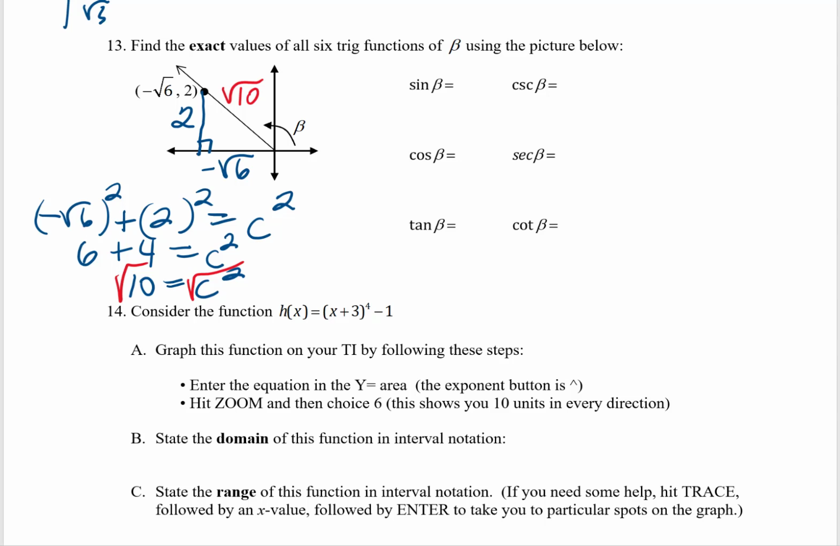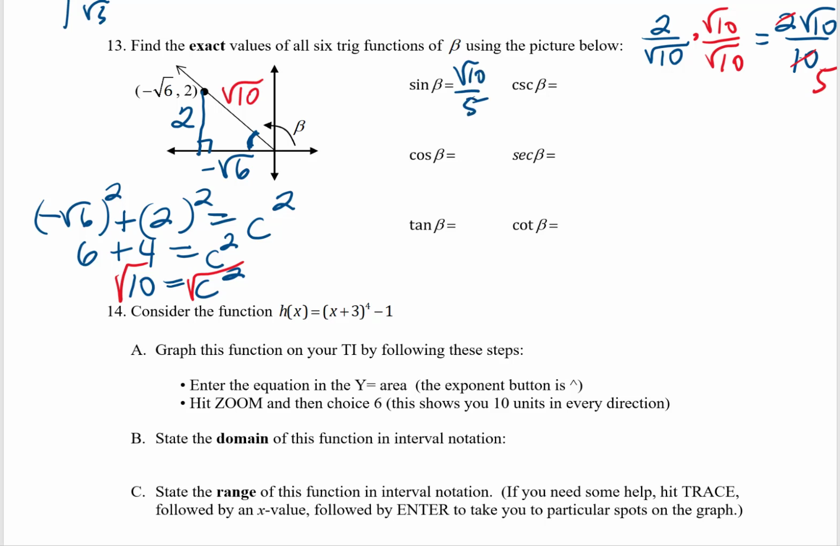Now that I have that, I can fill in the trig ratios by simply using SOHCAHTOA and referring to this reference angle. So sine is opposite over hypotenuse. I'm doing this off to the side because I can see I'm going to have to do some rationalizing here. That'll give me 2√10 over 10, but then even there I can cancel some. 2 goes into 10 5 times. So it looks like the final answer here is square root of 10 over 5.